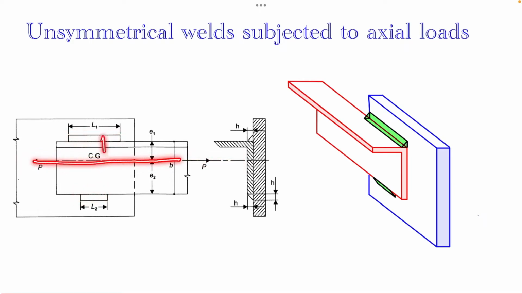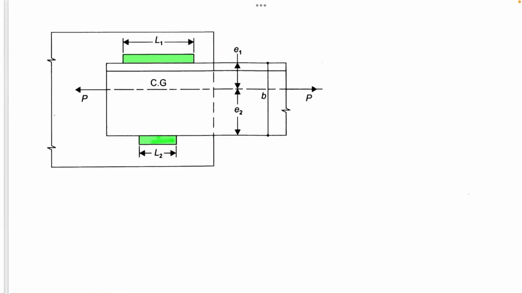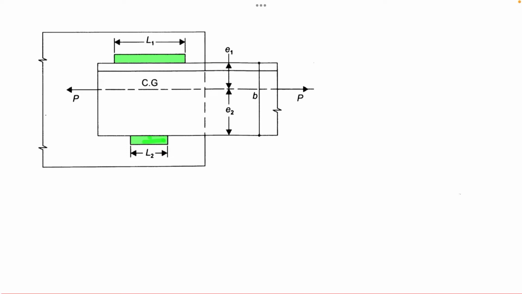So the CG will be lying along this axis, and this distance we can call E1 and this E2. They are proportioned in such a way that the moment created about this CG axis is 0. Based on this concept only we are analyzing. I will be taking the figure to the next page. Here is the figure for analysis, where unequal weld lines are provided for attaching this L-shaped angle plate.